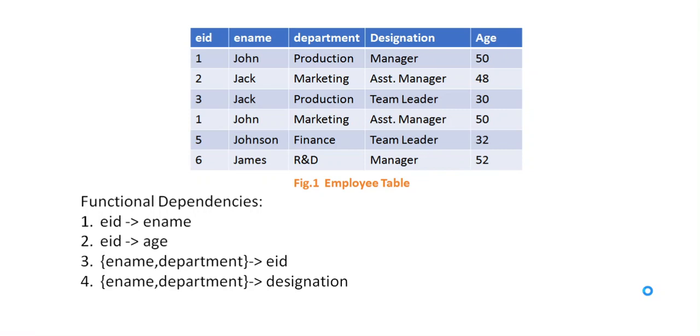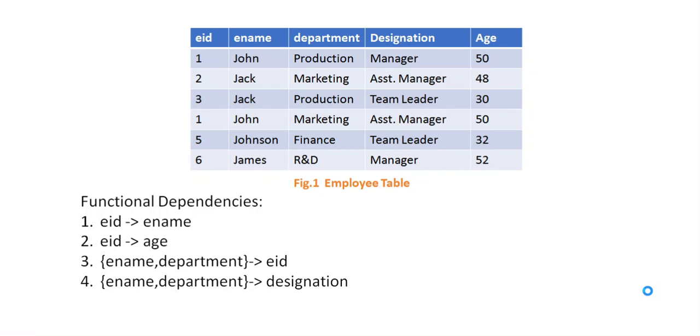Similarly, employee name and department is identifying or determining designation. When you say Jack marketing, this combination, for this combination your designation is assistant manager. Again we have another combination, Jack and production. Here designation is team leader. Values are different but the combination is also different.